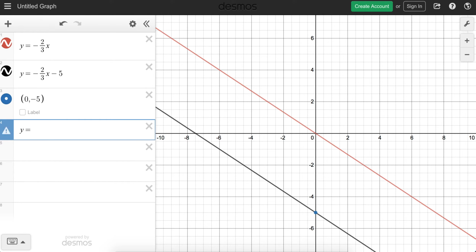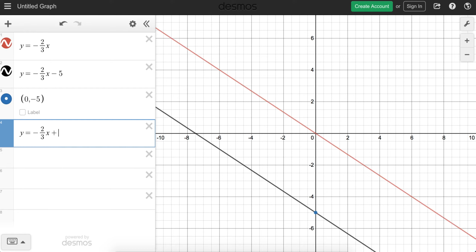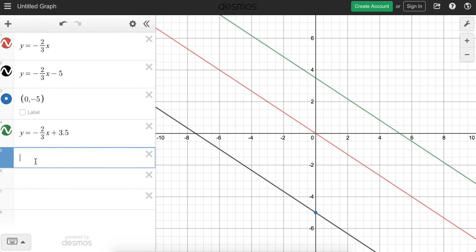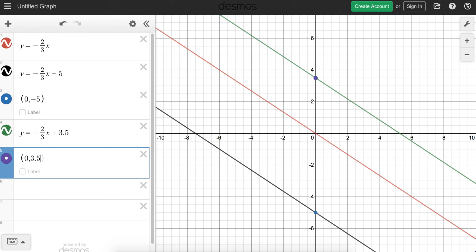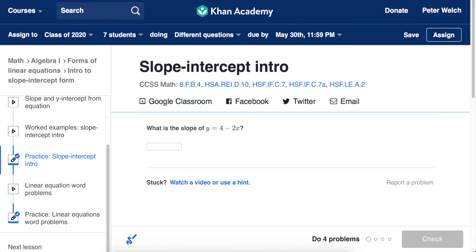And if we have this same slope, but plus 3.5, the y-intercept of that line where it crosses the y-axis is going to be (0, 3.5). When x is 0, this term cancels out, and y just equals 3.5. So now we're going to take a look at a Khan Academy assignment called Slope-Intercept Intro, and we're going to use what we just learned to answer these 4 problems.